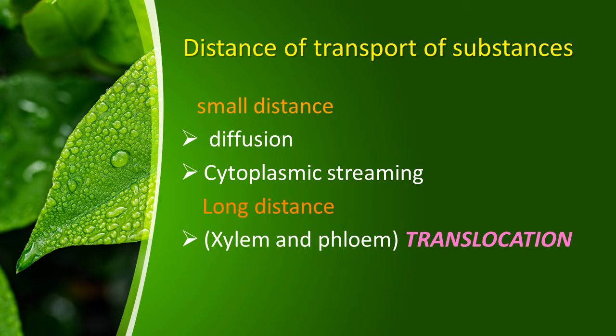Coming to the longer distance transport, the movement of substances is through vascular systems, that means through xylem and phloem. Through xylem, water and minerals are carried, and through phloem, food is transported. The movement of substances through vascular tissues, that is xylem and phloem, is called translocation.